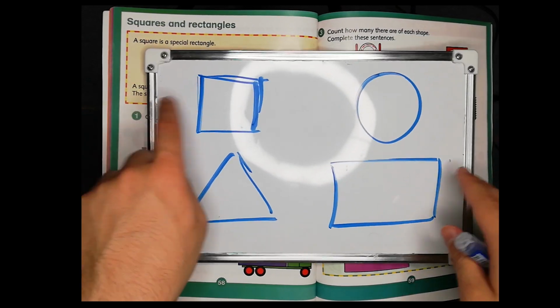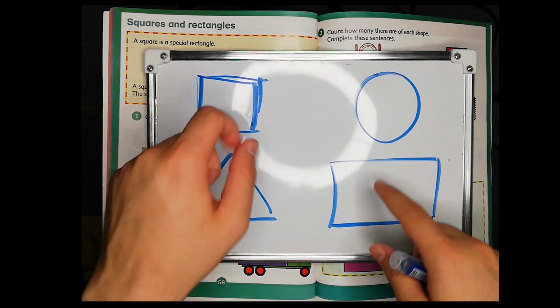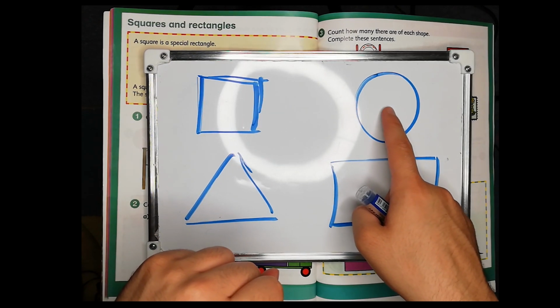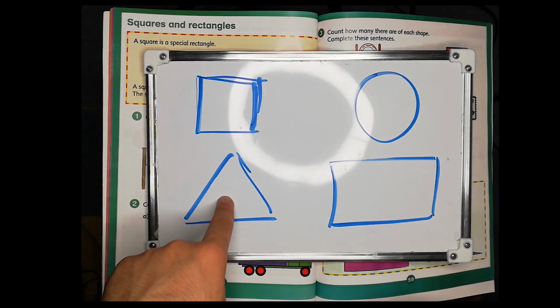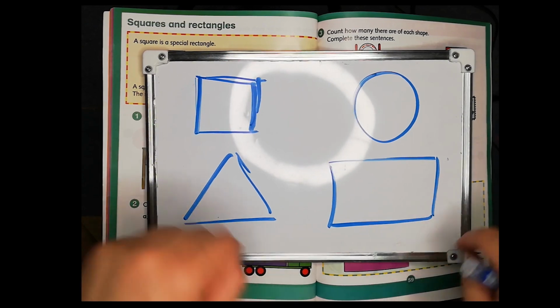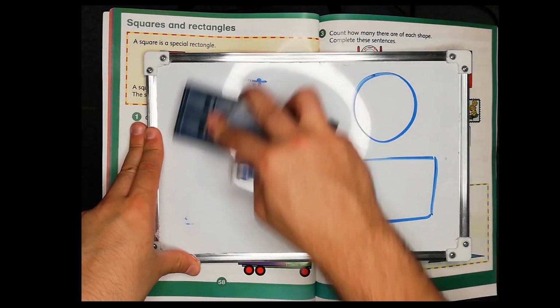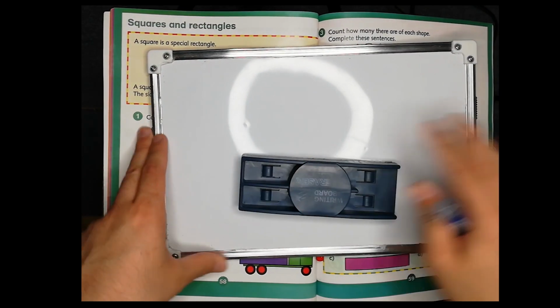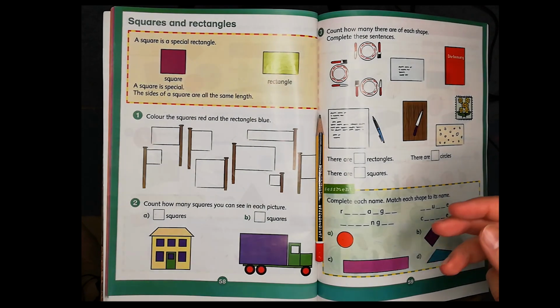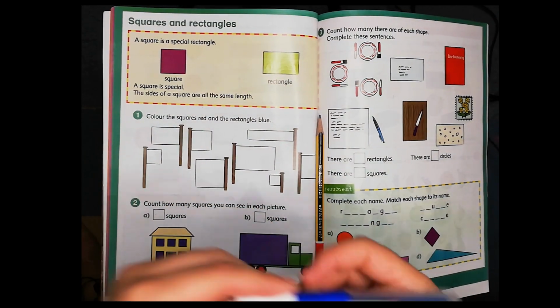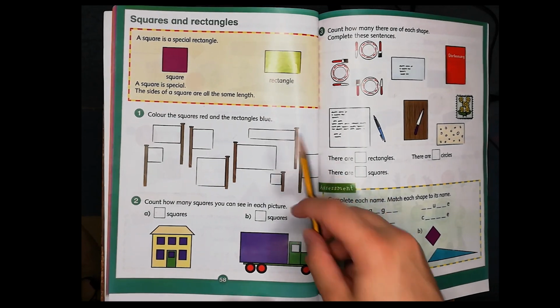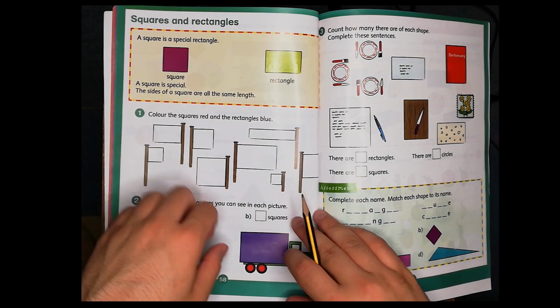Okay, so a quick review. Square, circle, triangle, rectangle. Okay, so these are the shapes we drew the last time. Now, let's go back to the book, page 58, and we will do today's lesson.